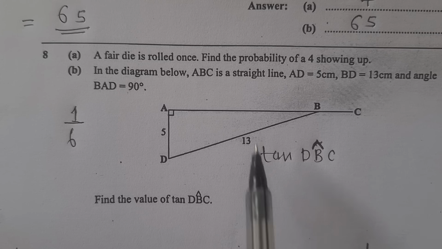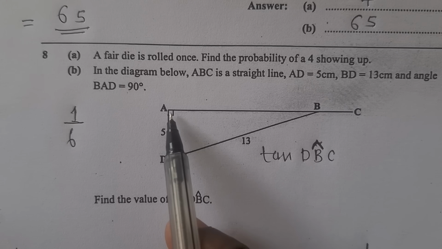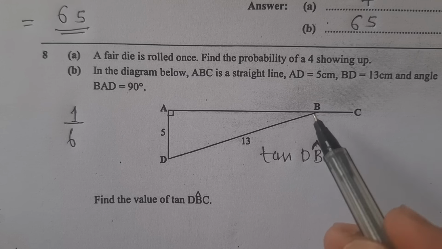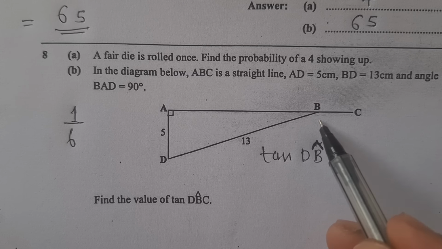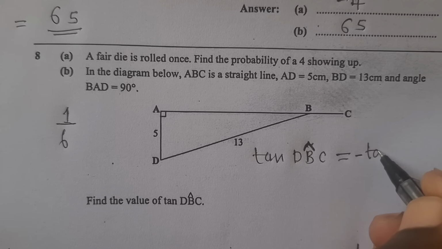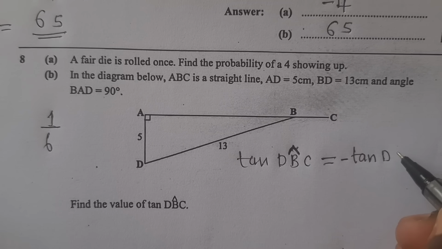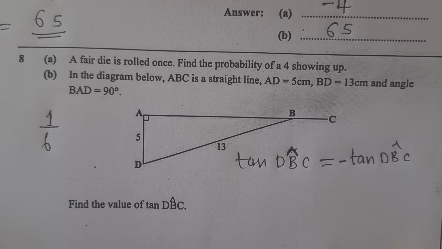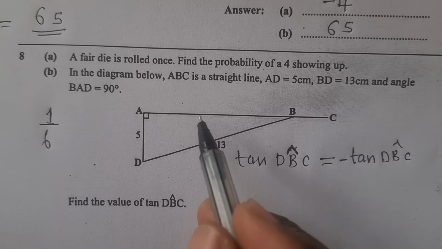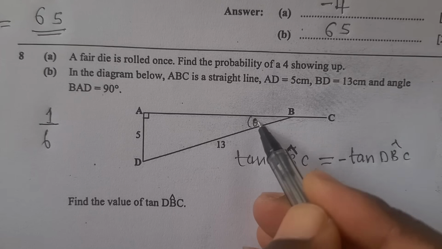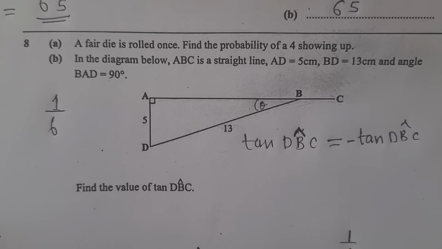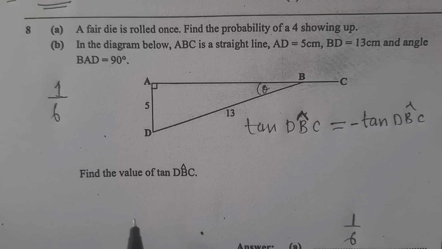Okay, so what you need to know is that DBC, this angle here, is equal to the negative of this tan angle. So this we shall just say is equal to negative tan angle DBC. I guess this makes sense. So now, since we're using tan, we want to find tan of theta of this. We are going to use this side AB, which is not there. So we're going to use Pythagoras theorem.